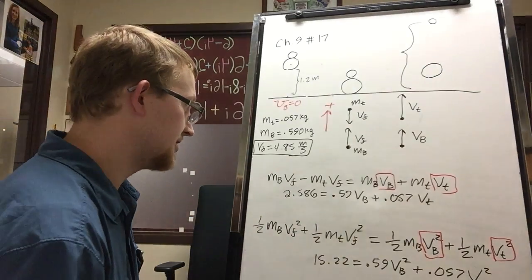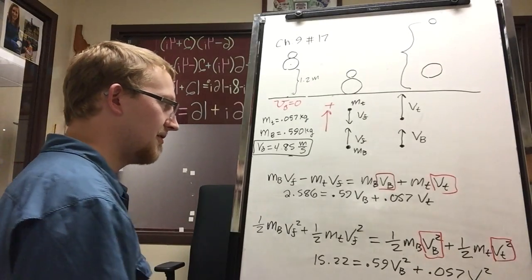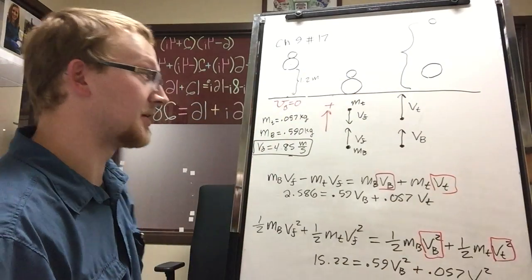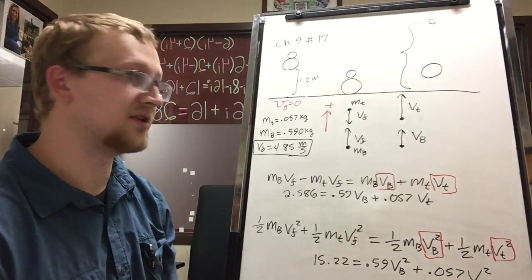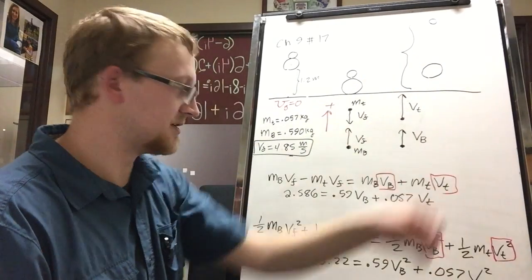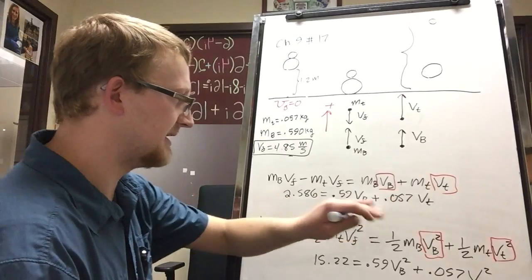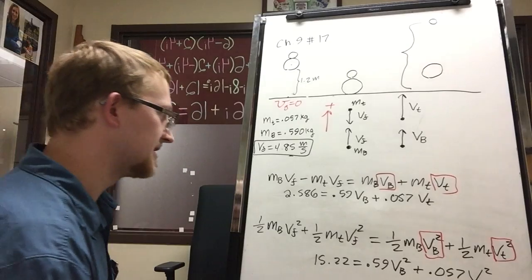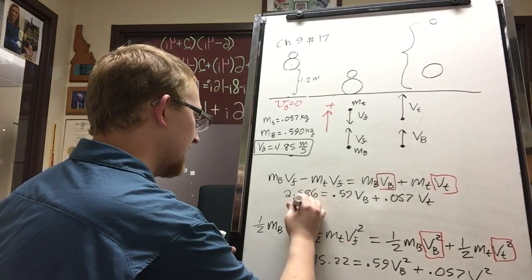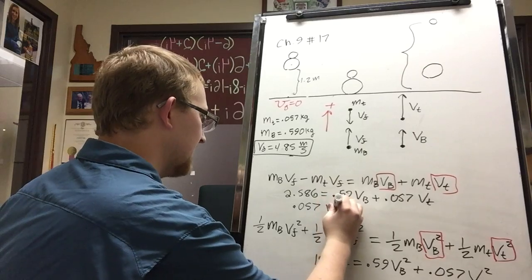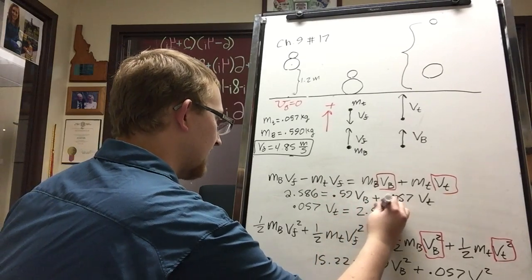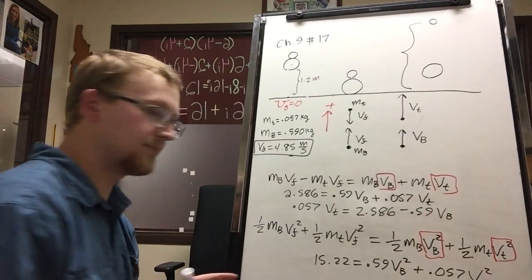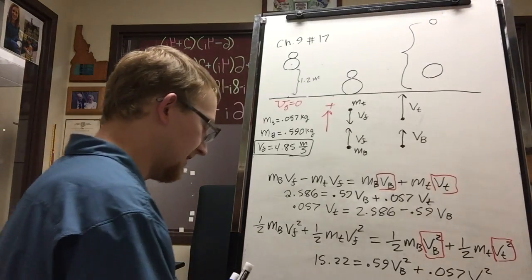So I've got two equations now, two unknowns. I'm going to go ahead and solve, because I know I don't care much about the basketball. I want to know how high the tennis ball goes. And in order for me to know that, I have to know the velocity at which the tennis ball leaves. So I want to know the velocity of the tennis ball. So I'm going to solve for the velocity of the basketball in terms of the velocity of the tennis ball. And so I'll subtract that over and end up with 0.057 VT equals 2.586 minus 0.59 VB. Then I'll divide everything by 0.057.